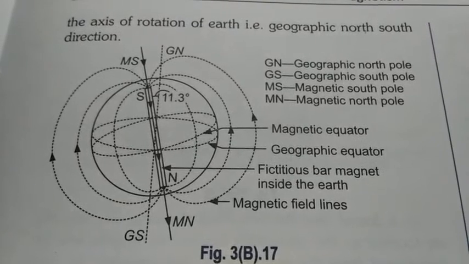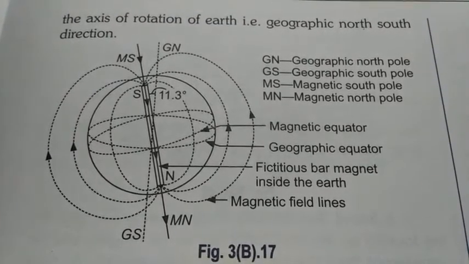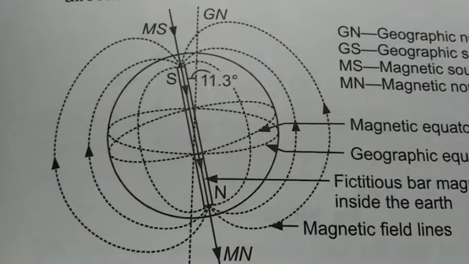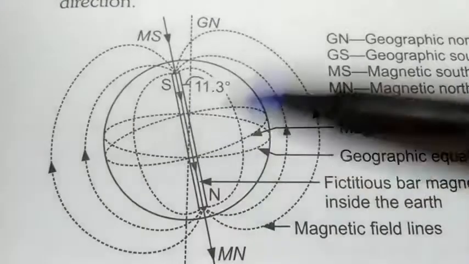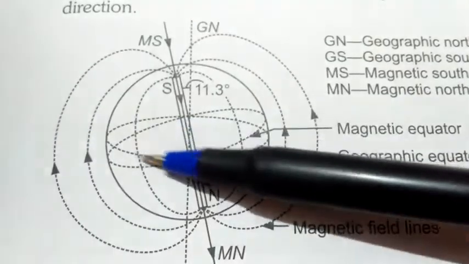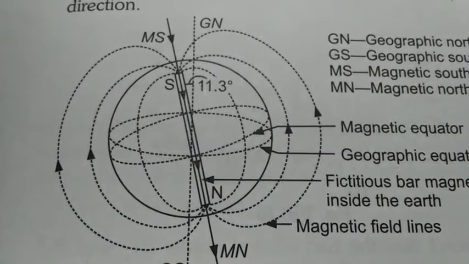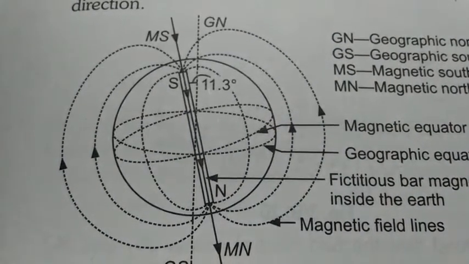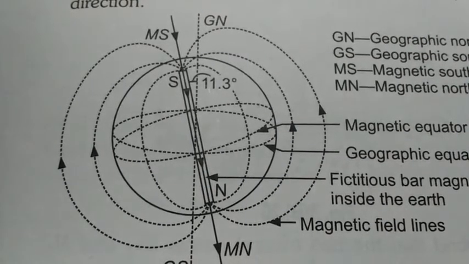In a similar manner here, the geographical axis will be a little longer than the magnetic axis. Then we have the magnetic equator. This one is the magnetic equator here. It is a circle whose surface is perpendicular to the magnetic axis. It is called the magnetic equator.